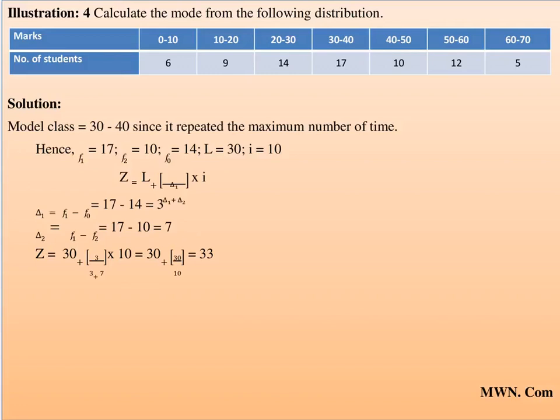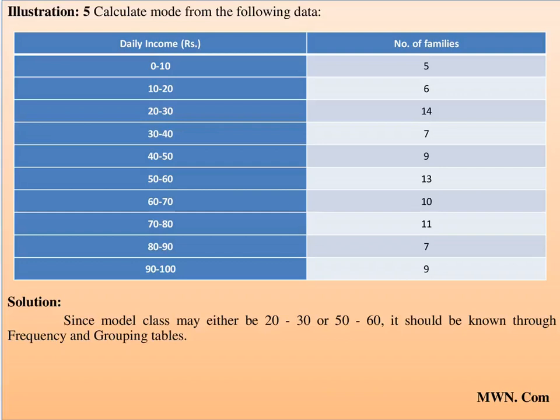And then the mode for the following series. Here also there is a confusion whether the modal class is 20 to 30 or 50 to 60, because near 50 to 60, more frequencies are recorded for the class intervals. Hence, there is a chance that 50 to 60 may be the mode of the series. Okay, then we have to go for the frequency table, and a grouping table and analysis table should be prepared for determining the mode.